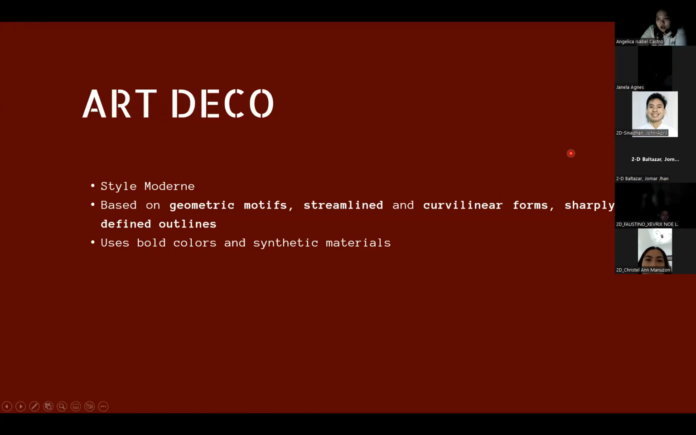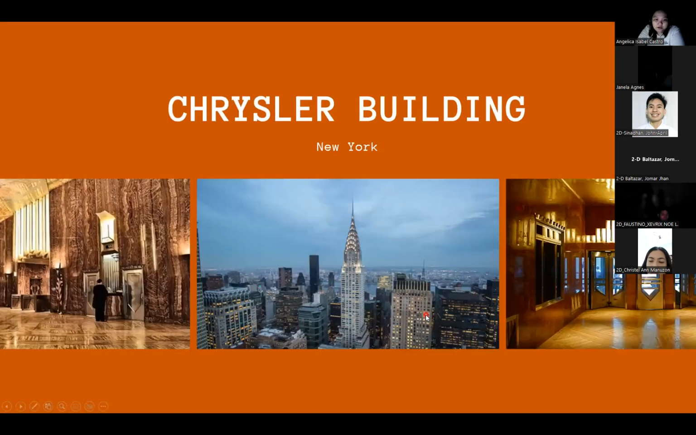Art Deco. Now we're moving forward. Art Deco or Style Moderne. It's based on geometric motifs, streamlined and curvilinear forms, sharply defined outlines, uses bold color and synthetic materials. Let's see. Chrysler Building.